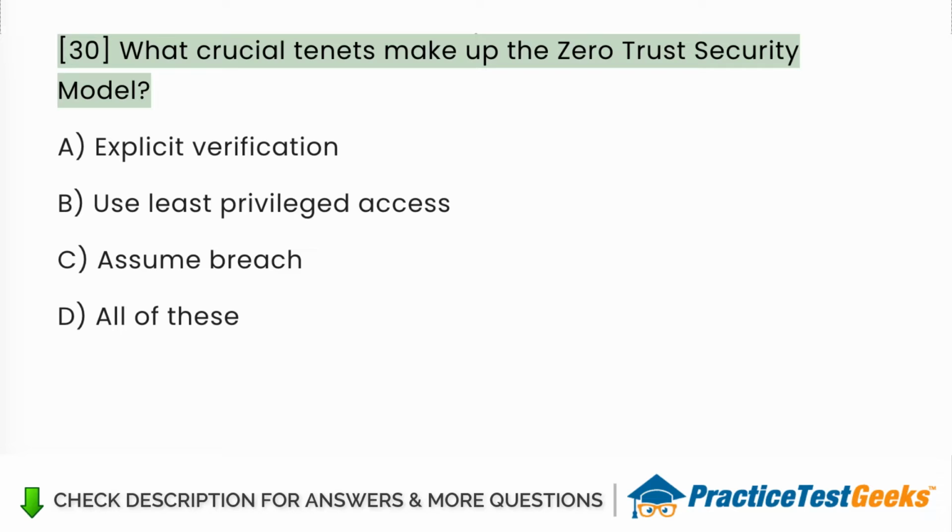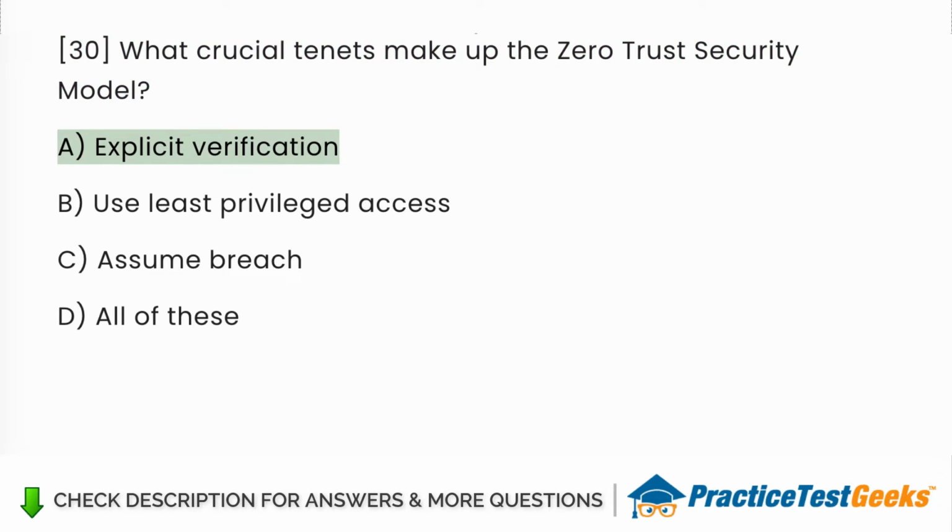What crucial tenets make up the Zero Trust security model? A. Explicit verification. B. Use least privileged access. C. Assume breach. D. All of these.